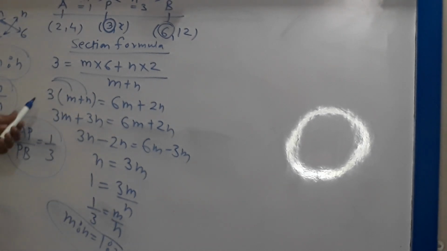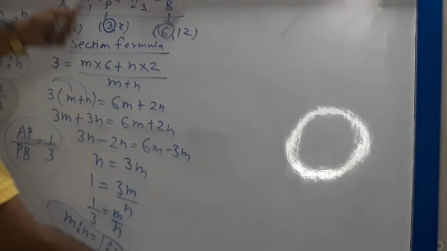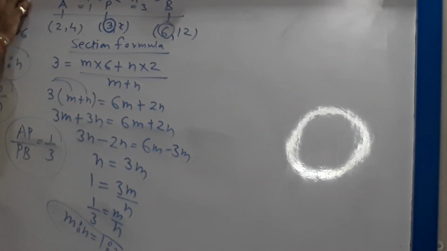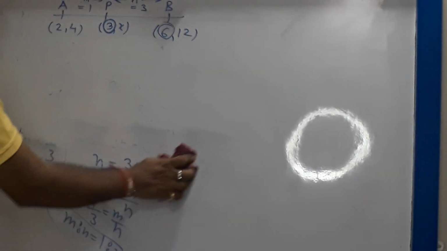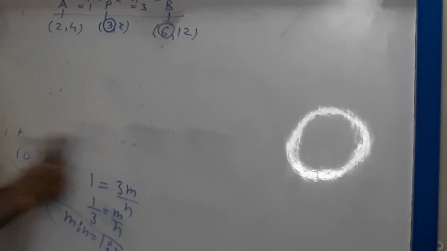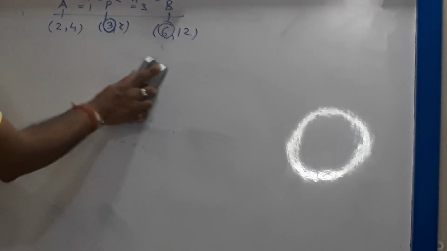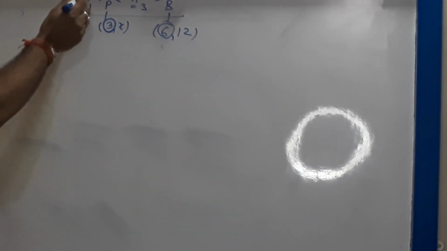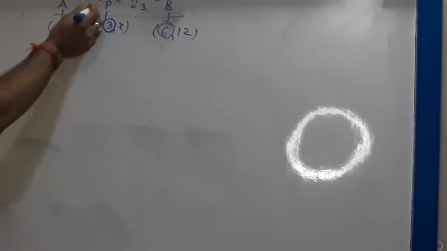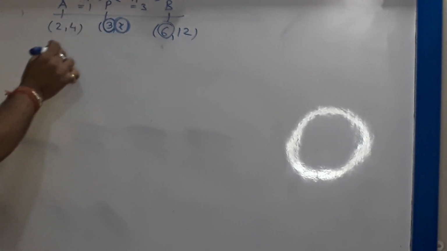Sometimes they ask, after finding the ratio, find the value of x. So we have found the ratio. Now let us find the value of x. Again we apply the section formula. We put the value of m as 1, n as 3. Now what is my x? x is my second coordinate.